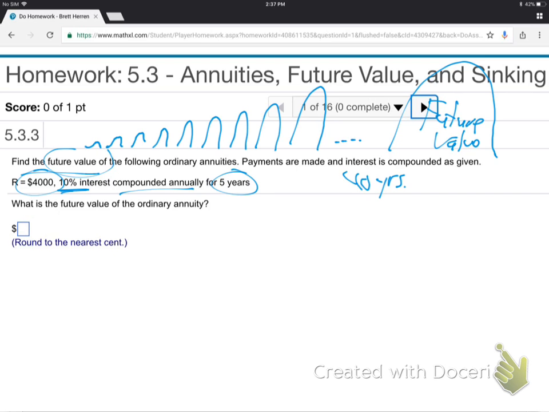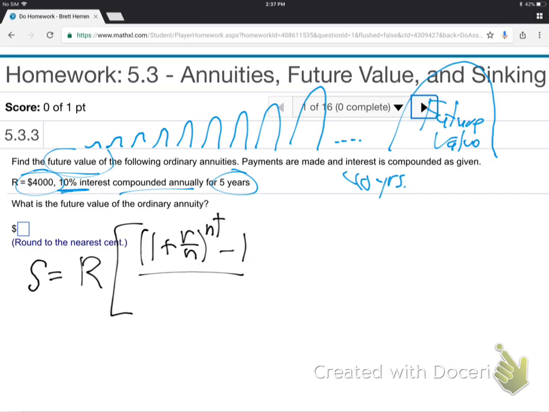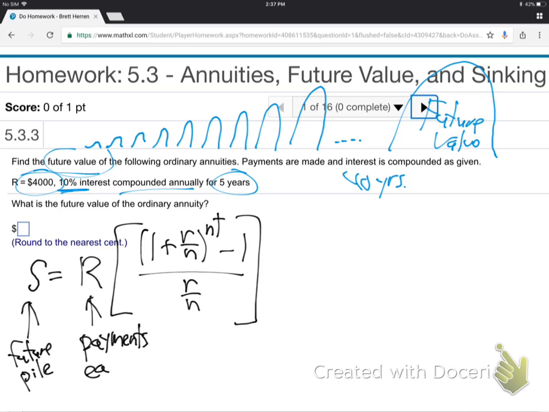I've got a big old formula to give you. So here it is. S equals R times 1 plus R over N to the NT minus 1, all over R over N. There it is. S is the future pile. R is the payments each time, each month, each year, each whatever. The amount you're putting in the bank each time, and you know the rest, the rate and the number of compoundings.